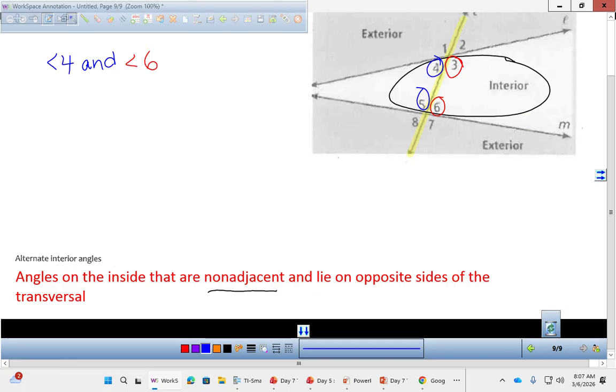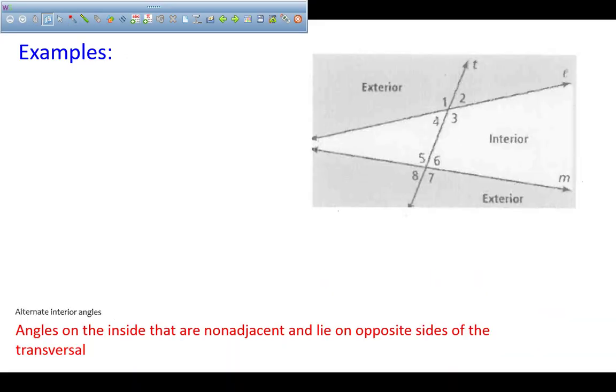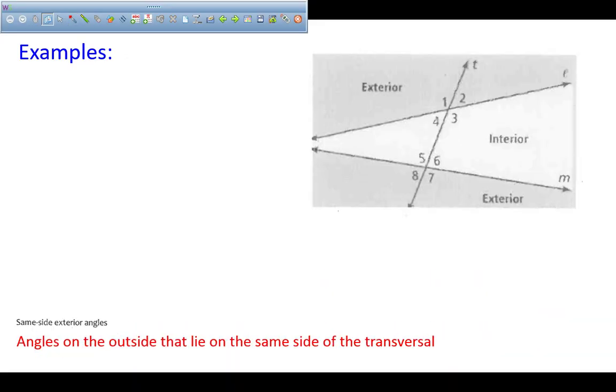So that would mean 5 couldn't pair with 6 because they're next to each other, but I need an interior left angle, so it would be 5 and 3. Are we okay with that? Alternate interior.